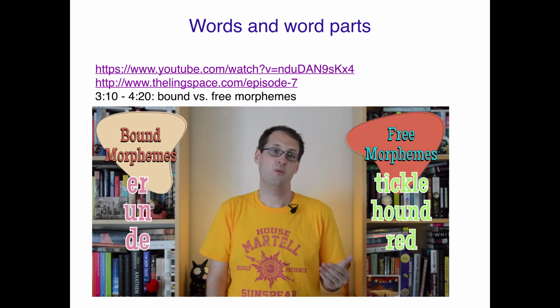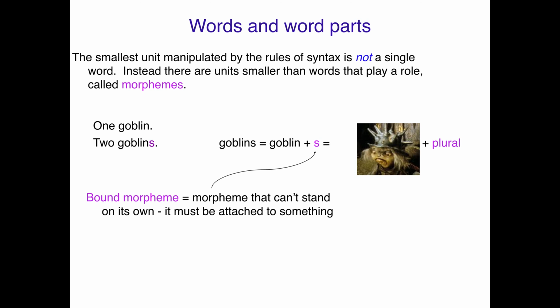So you can see bound versus free morphemes are discussed in this Ling space episode, but just to give you a quick recap here, a bound morpheme, as its name suggests, is a morpheme that is bound to something else. It can't stand on its own. It has to be attached to something. And so that plural S marker is a great example of this in English.